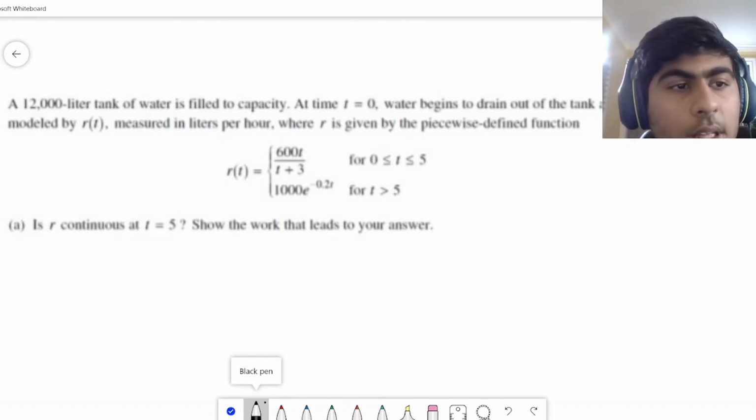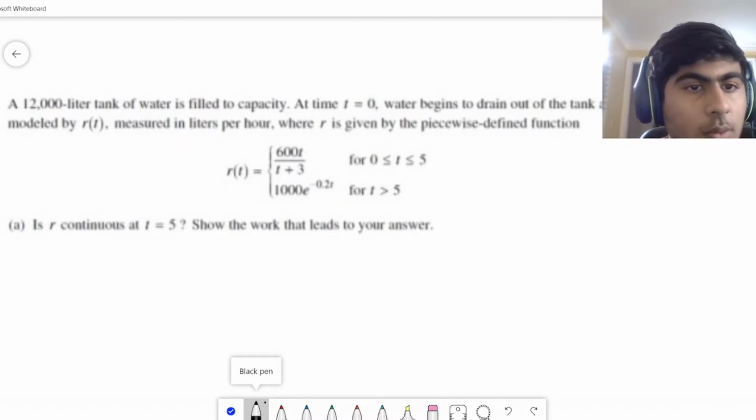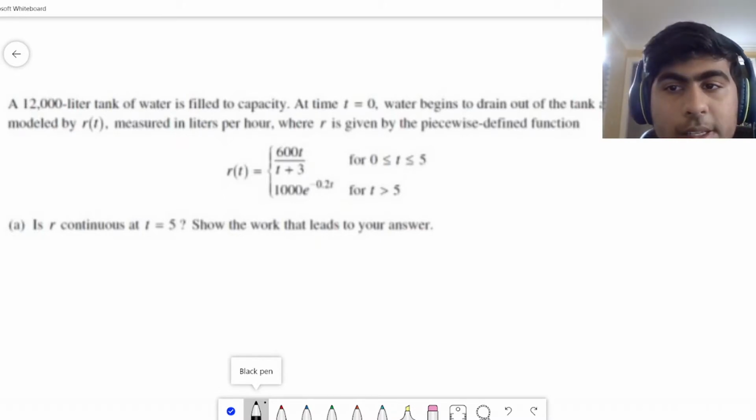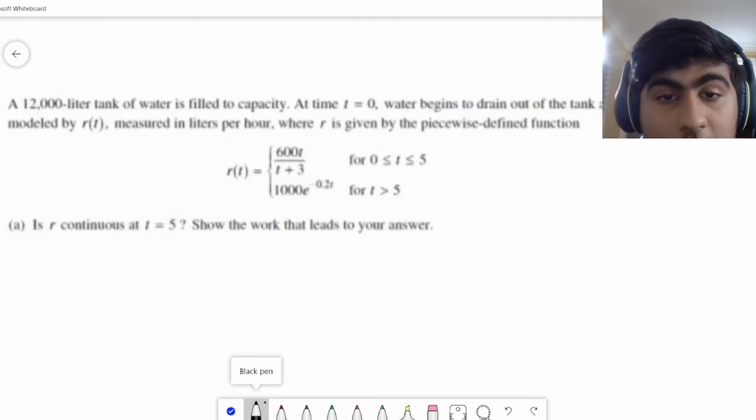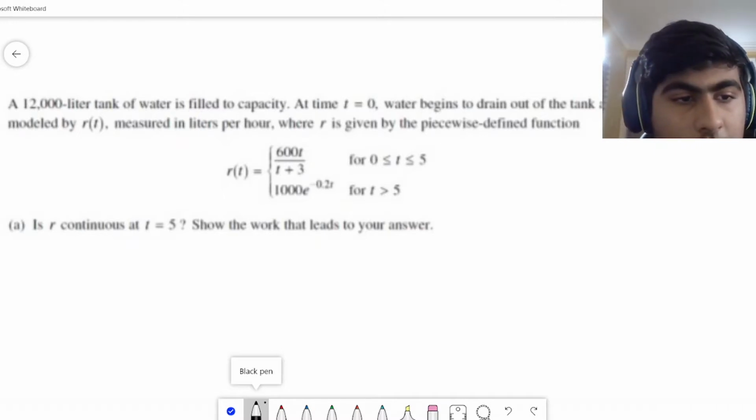That's what we have. A 12,000 liter tank of water is filled to capacity. At time t equals 0, water begins to drain out of the tank at a rate modeled by R of t, measured in liters per hour, where R is given by the piecewise defined function. R of t is 600t over t minus 3 for 0 is less than or equal to t is less than or equal to 5, and 1000 e to the minus 0.2t for t is greater than 5.